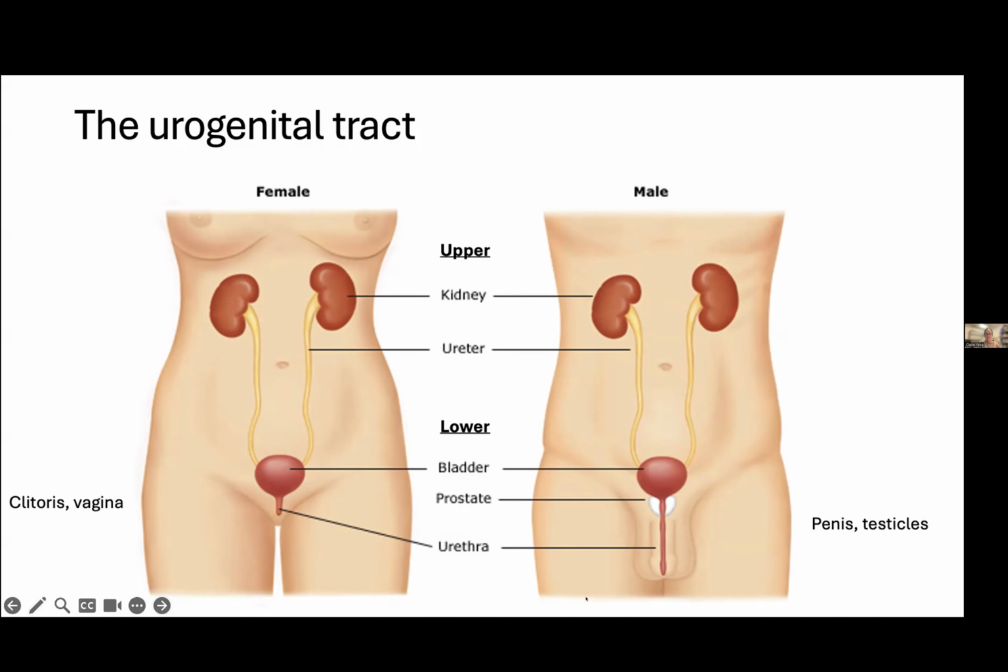As far as genitals are concerned, in the male, there's the penis and the testicles and the associated tubing, if you will, associated with the testicles for the passage of sperm. And in the female, the genitals include the clitoris and the vagina and the tissues surrounding the opening of the vagina.